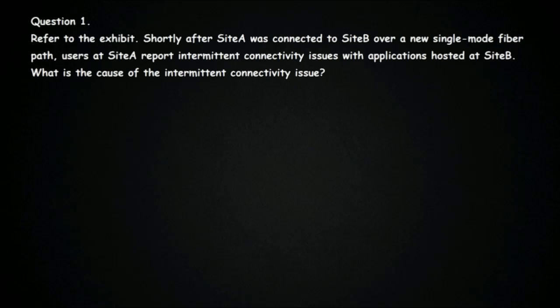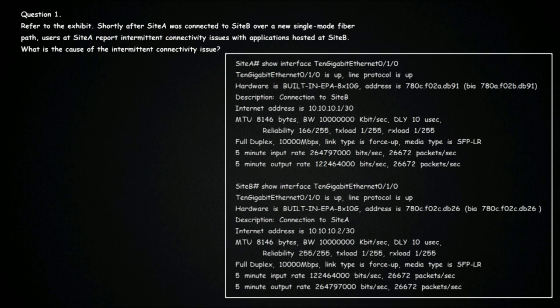Question 1. Refer to the exhibit. Shortly after Site A was connected to Site B over a new single-mode fiber path, users at Site A report intermittent connectivity issues with applications hosted at Site B. What is the cause of the intermittent connectivity issue? Options.